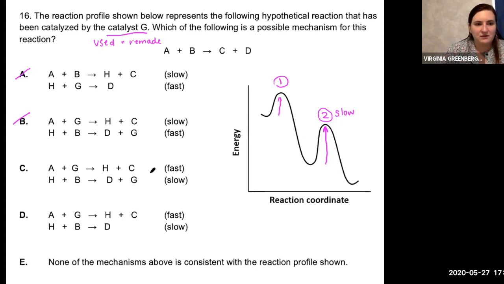And so if we compare C and D, we can see that C has catalyst G come in and then it spits it back out, which is consistent with having it be a catalyst. Whereas in D, it uses it, but it doesn't spit it back out. Okay, so that would be acting more like a reactant than a catalyst. So D isn't the right answer and C is.